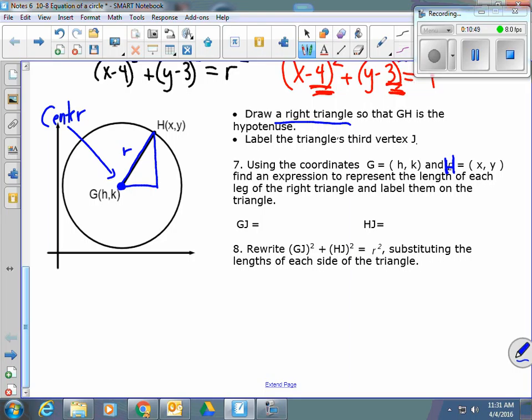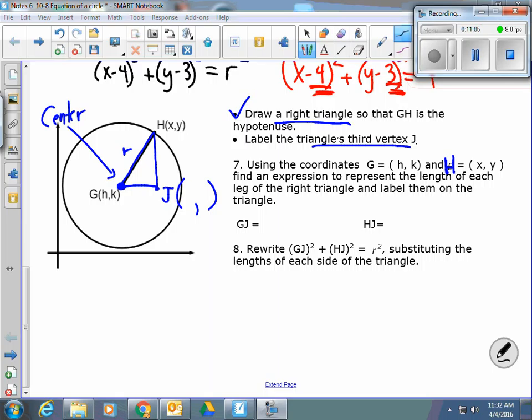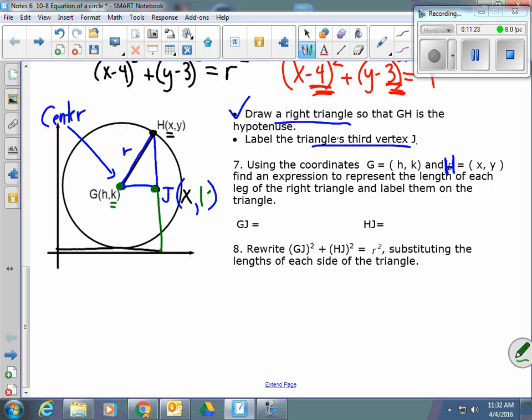Okay, so we drew the triangle. Now we need to label the third vertex J. I want to give you a second, and I want you to see if you can figure out what the coordinates are that go in here for J. I'm going to let you pause for just a minute. All right, so let's take a look. J goes over this far. What other point goes over this far? H does, right? So that's going to be X right here. Very good. And then the other one says, well, how far up does it go? And I know this one goes the same distance, right? So where would be, okay, how many of you had X and K?